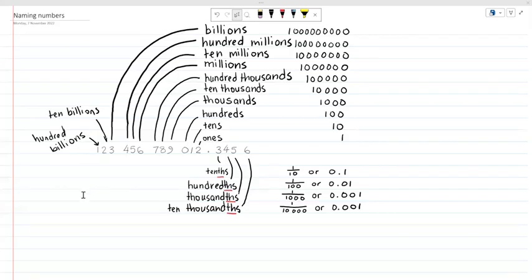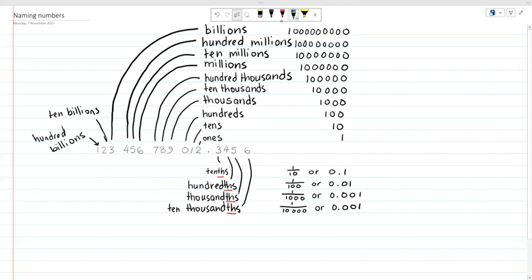We could write this big number in extended form rather than writing it as 1, 2, 3, 4, 5, 6, 7, 8, 9, 0, 1, 2.3456. We could write it as 100 billion plus 2 times 10 billion plus 3 times a billion plus 4 times 100 million plus 5 times 10 million, and so on.